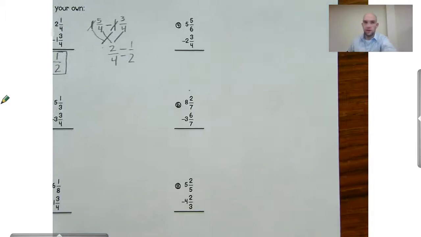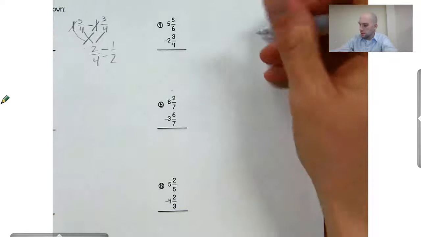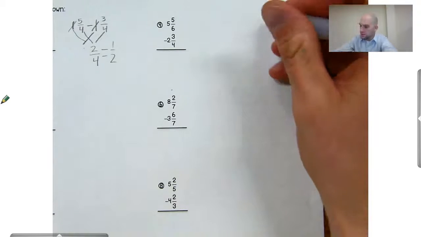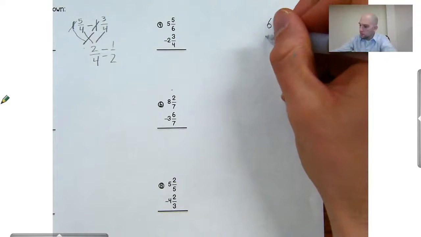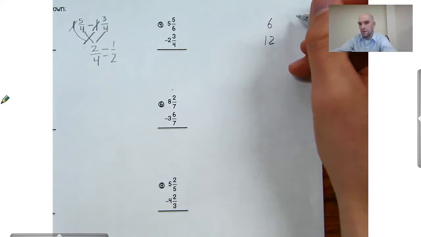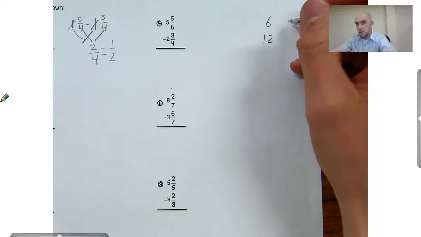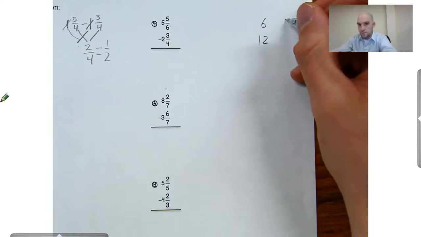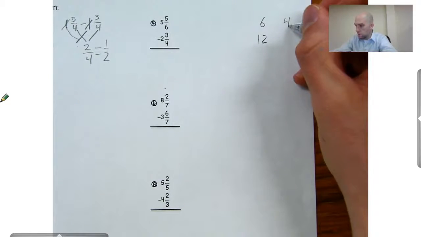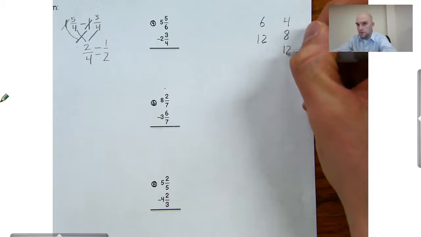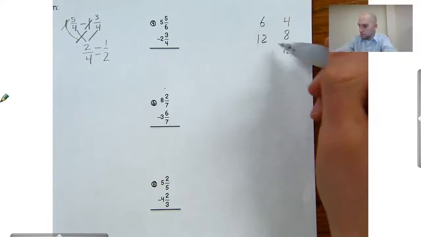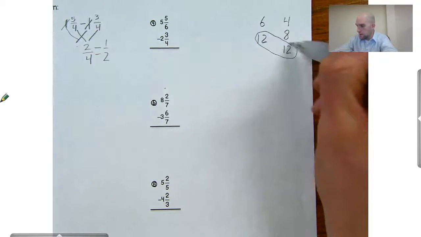Next, we have 5 5/6 minus 2 3/4. We have to find a common denominator between 6 and 4. It's going to be 12 because we have 12 in our factory of 6's. And then we have 4, 8, 12 in our factory of 4's. 12 is our lowest common denominator.